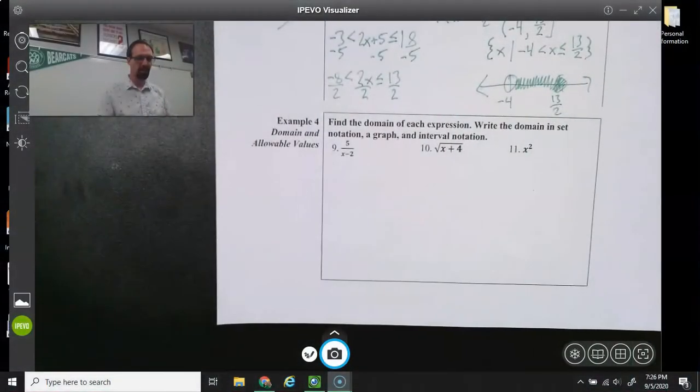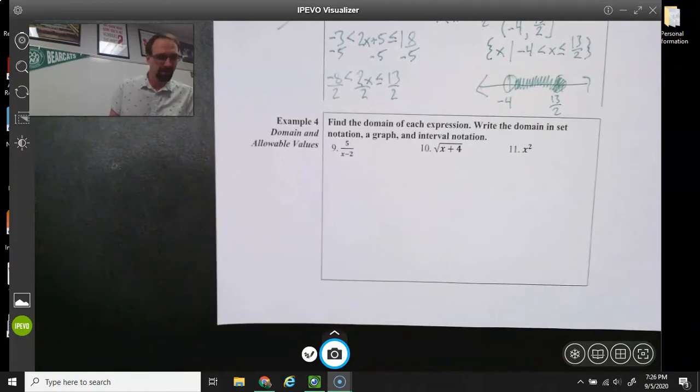We're on example 4, the domain and allowable values. Now we've talked about interval notation and set notation. We need to talk about the domain of each expression. The domain is the possible values that you can have for whatever variable you're using. In this case, we're going to be looking at x. So there's a couple scenarios to look at.